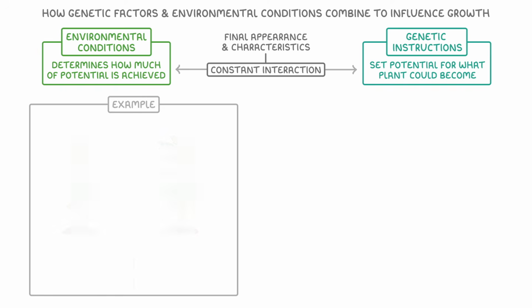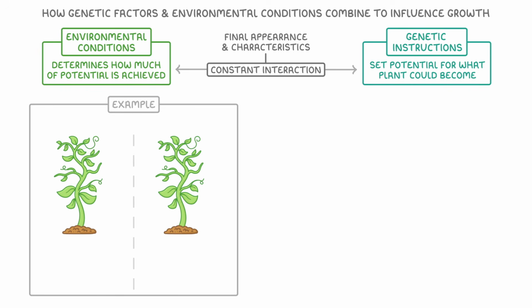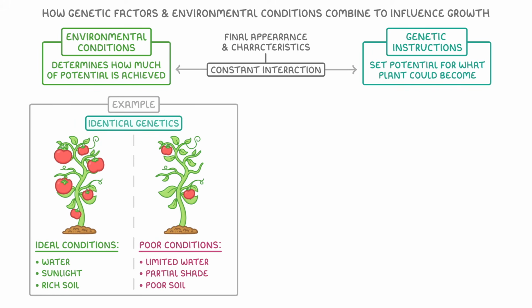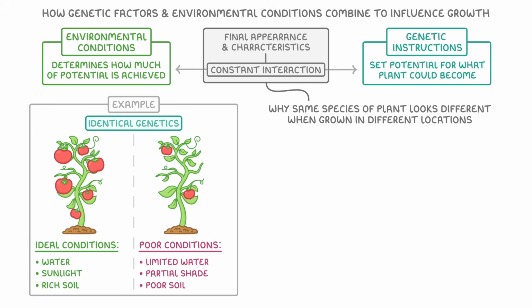As an example, consider two tomato plants, grown from seeds with identical genetics. If one grows in ideal conditions, so with plenty of water, sunlight, and rich soil, it might produce dozens of large, healthy tomatoes. But if the other plant grows with limited water, in partial shade, and poor soil, it might produce only a few small tomatoes, despite having identical genetics. This interaction explains why the same species of plant can look quite different when grown in different locations.